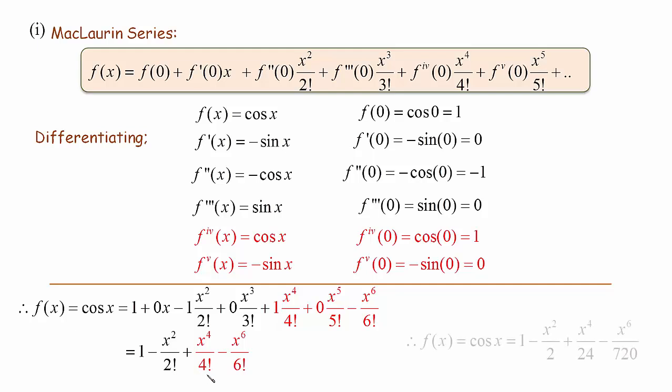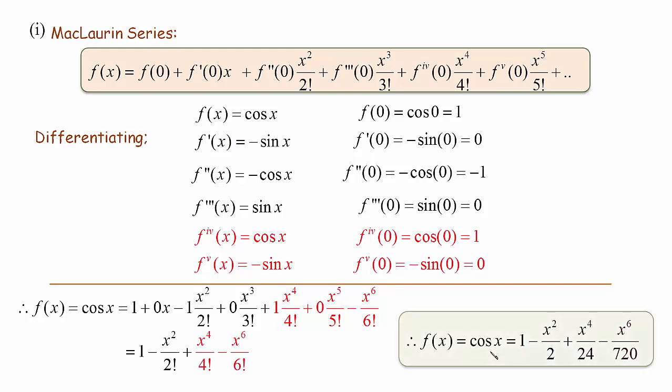And if you use your calculator to work out the factorial terms, we get the expansion, or the power series for cos of x, is 1 minus x squared over 2 plus x to the power of 4 over 24 minus x to the power of 6 over 720.